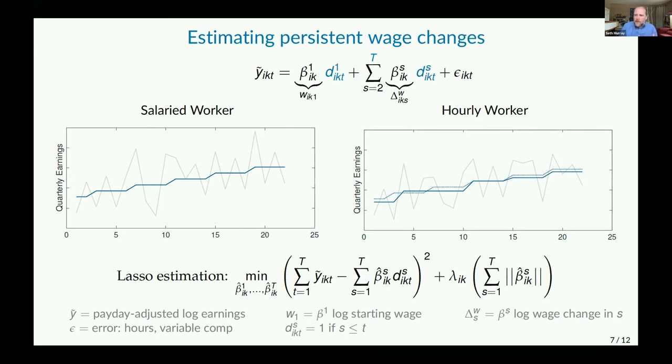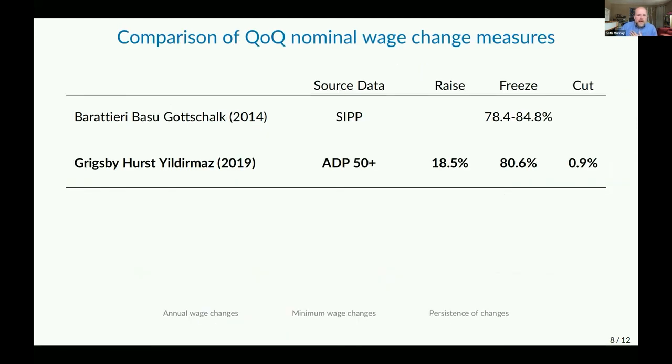And the nice thing about the lasso procedure also is that it's a very scalable procedure. So when I'm using this for tens of millions, or in some cases even hundreds of millions of workers, it still works in terms of the scalability of the procedure. So how does this stack up and compare against other analyses that look at quarterly earnings for individual workers?